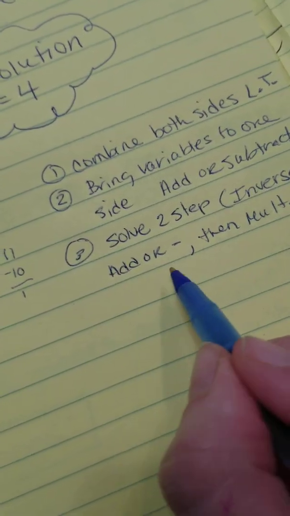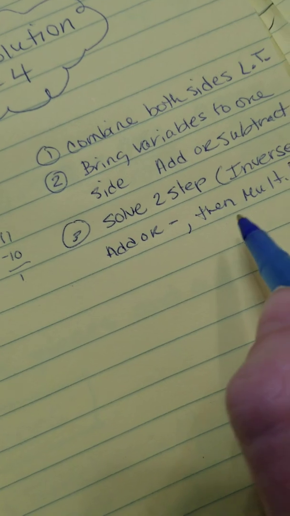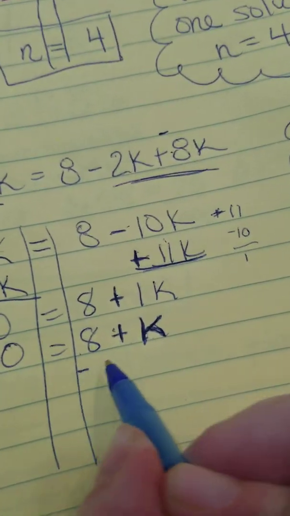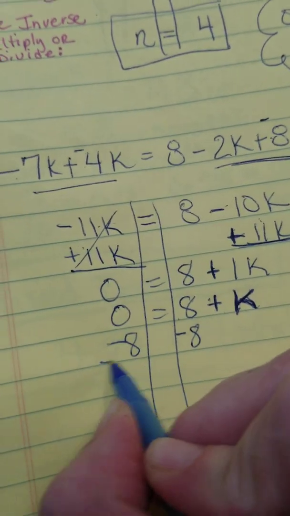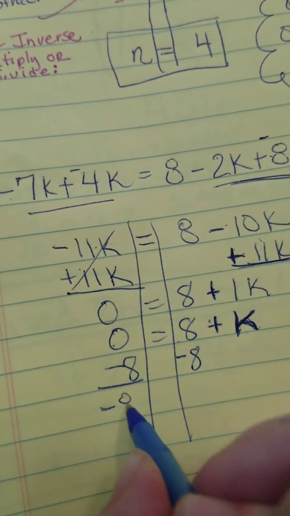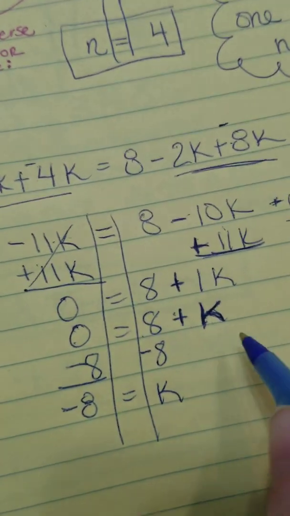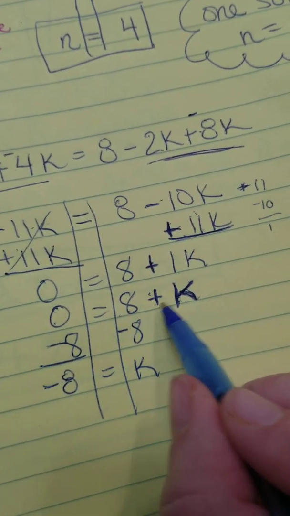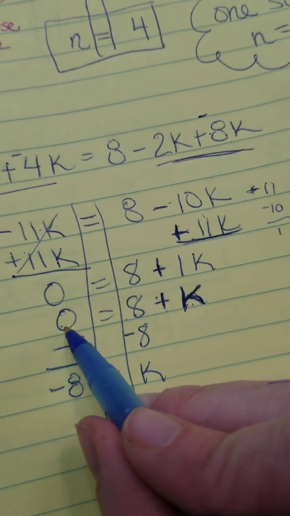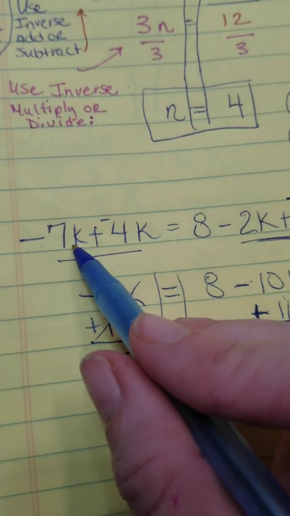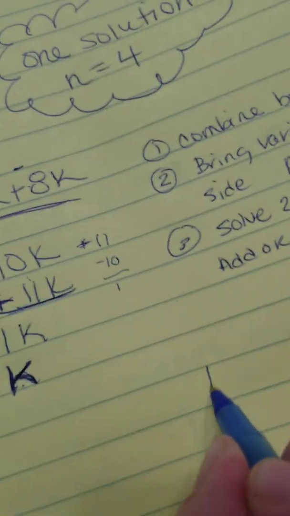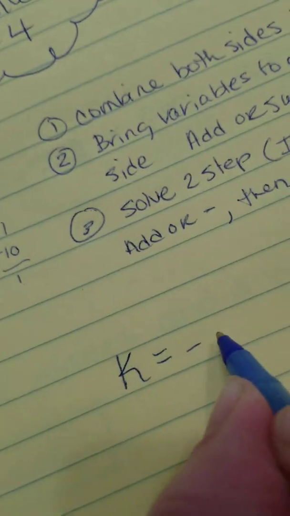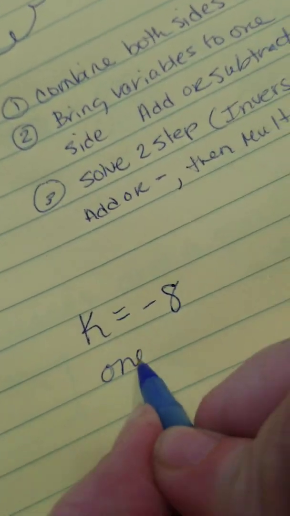So use inverse operations. We add or subtract and then multiply or divide. Well, I don't have a multiply or divide, but I do have an add 8, so I subtract 8. 0 minus 8 is negative 8 equals k. And then if I go back up here, 8 plus negative 8 would equal 0. And then if I go up here and replace all the k's with negative 8, I would have one solution. k equals negative 8. One solution.